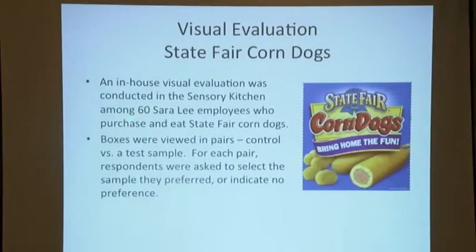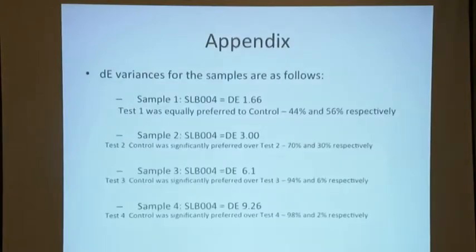They got 60 employees, and they had the perfect package, and then they had 4 other packages that they set beside it, one of them being a Delta E, a 1.5 off, one of them being a 3 off, one being a 6 off, and one being a 9 off, and they had these people go through and do normal shopping experiences. This data is really, really hard to get. But they were able to put this together, and they showed that at a 1.6 Delta E off, 56% of the people preferred the good package to the bad package.